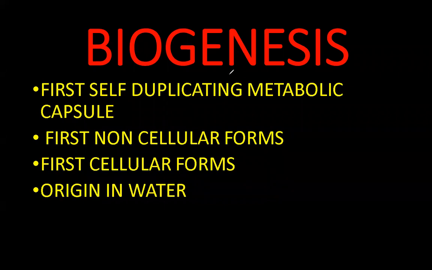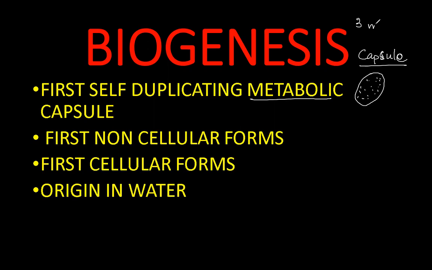Okay, and that's biogenesis. Biogenesis is the formation of life. According to Miller's experiment, we have seen that first organic molecules came up in the water. And scientists assume that these molecules might have gathered together and formed the first capsule of life. Capsule is like a primitive form of cell. It's called metabolic capsule, the first structure which is similar to the cell. And this metabolic capsule is not a cell. It's a non-cellular form. Okay. And this happened about 3 billion years ago.